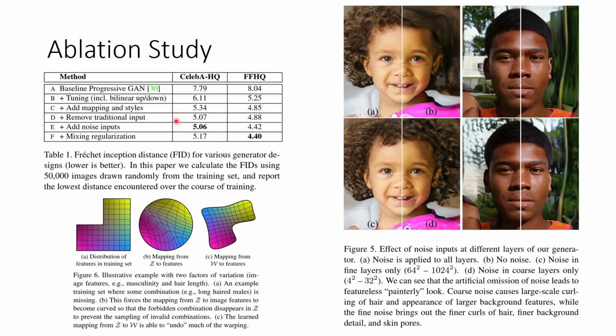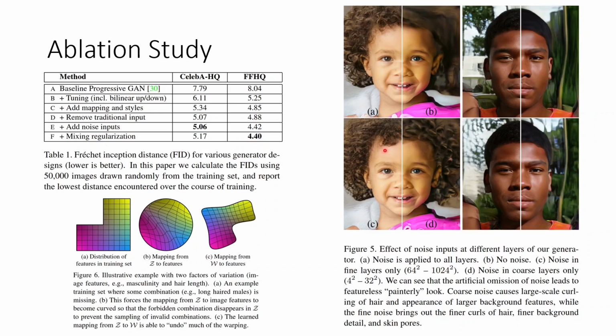And why do they need to add noise? They explain the reason here. This is the case where noise is added to all layers, and this is the result for all layers with no noise. So without noise, StyleGAN easily generates blurred hairs. So these are the two cases.